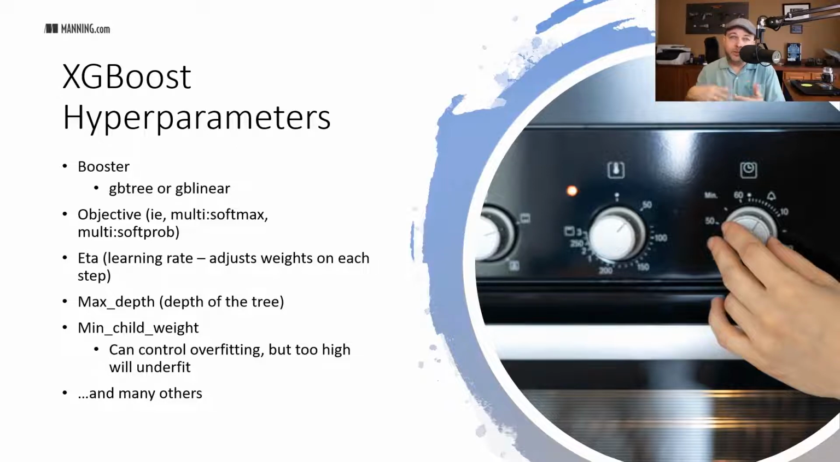So with XGBoost, there's a bunch of different parameters we can adjust. What booster do you want to use? There's two of them, gbtree or gblinear. What objective function do you want to use? Do you want to use softmax or softprob? What learning rate do you want to use? That basically adjusts what are the weights used on each step as it goes through its iteration of doing boosting. That's called eta. What's the maximum depth of the tree that you want to allow? What's the minimum child weight? That's a way to control overfitting. But if you get that too high, you'll be underfitting. It's not always obvious what to set these to, right? Because a lot of times it depends on the nature of your data.